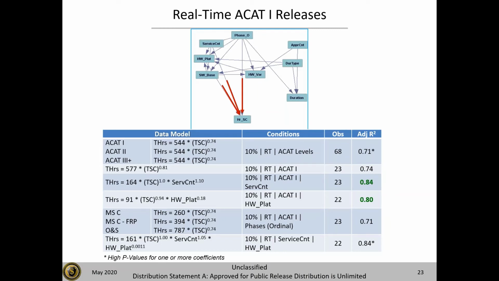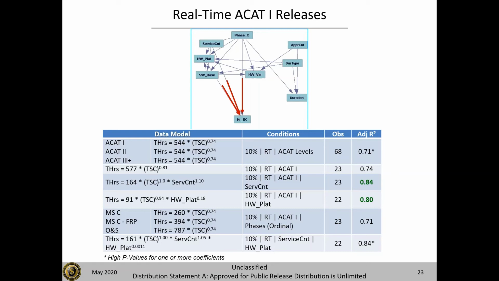this is the chart for the ACAT 1 data for real time, and you can see there's 3 red arrows of causal factors: the phase, the service count, and the hardware platforms. And you can see the equations here. And again, we got pretty good R-squared. If we look at the service count, which is the third block down in the table below, you see we had an R-squared of 0.84, which is pretty good for cost estimating.